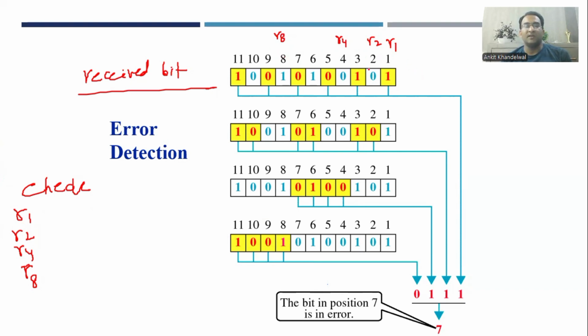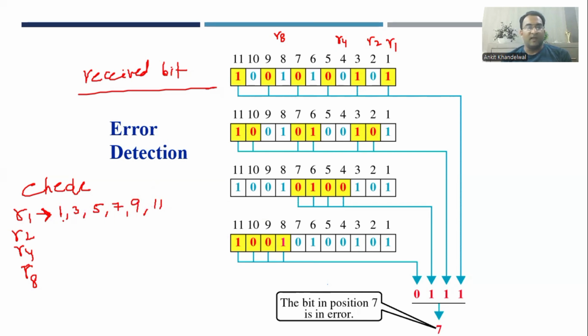So we are going to check it. For R1, we check the bit positions 1, 3, 5, 7, 9, and 11. We see all these bits 1, 3, 5, 7, 9, and 11 there.